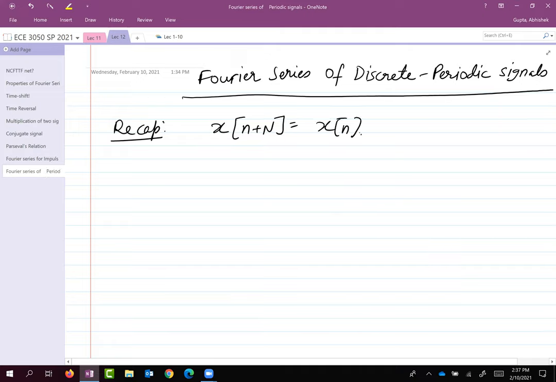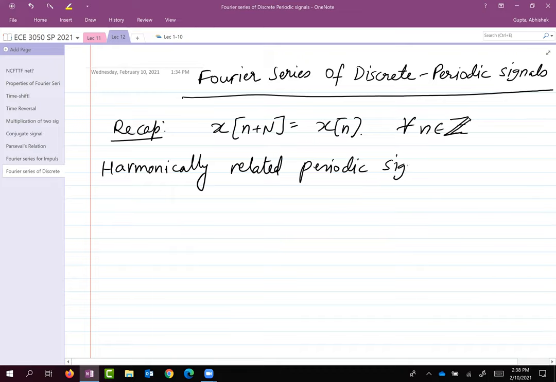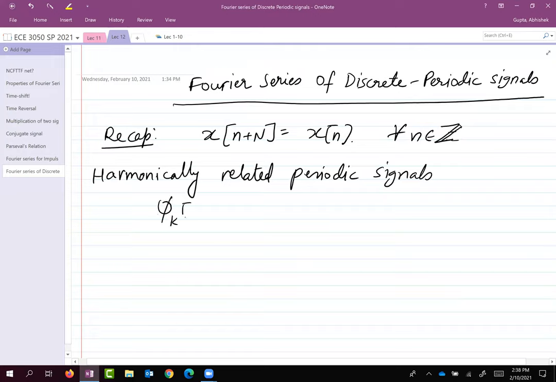A discrete time signal is periodic if there exists a capital N such that x of n plus capital N is equal to x of n for all n in the set of integers. If you remember, this is our discussion in probably lecture 3 or 4. The harmonically related periodic signals in discrete time are given by phi k of n, which is e raised to j k omega naught n, where k goes from 0 to N minus 1, and omega naught is equal to 2 pi over capital N.